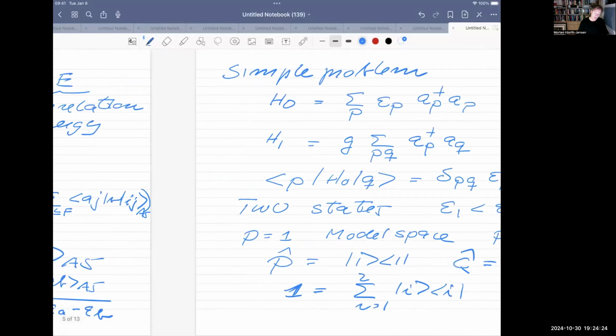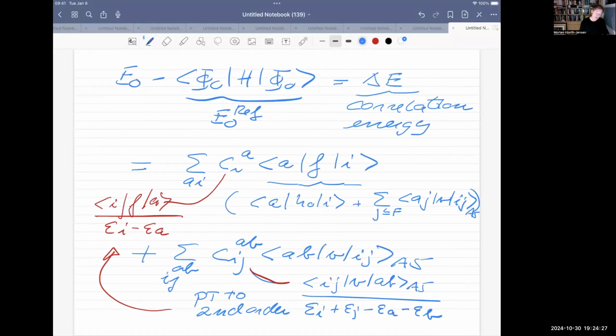So I want you to notice this difference, because you see that when we did full configuration interaction theory, we had the exact energy here, but then we subtracted the full reference energy. Whereas when we do perturbation theory, we are now going to make an expansion around the non-interacting energies, which means that we are going to replace this quantity with the non-interacting energy, which we call epsilon 0, which is then the expectation value of H0. And that's why I put this subscript here.